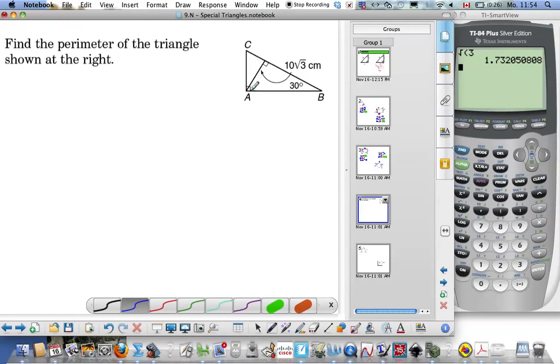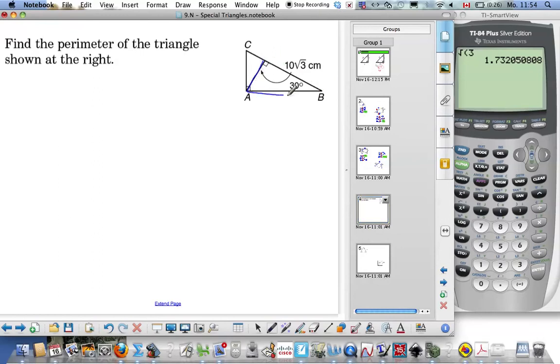We need to know what every single one of those outside lengths are. Do you want to start with the small triangle? Let's start with the small triangle. So we'll start with this. I see that across the 30, this is going to be my 1. The hypotenuse is the 2. And then this is square root of 3. So we do the same process.